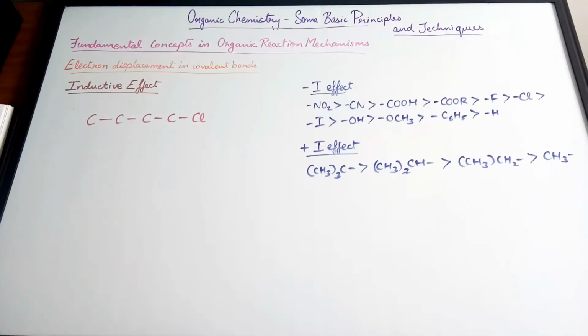A covalent bond is formed by the sharing of two electrons between two atoms. So each atom basically contributes to the formation of the bond. Electrons in these bonds are not going to stay still, but they undergo displacements. This happens either on their own or due to the presence of another species or another reagent which is present.